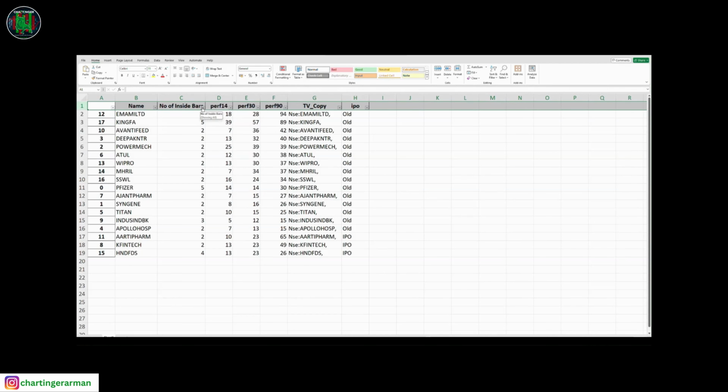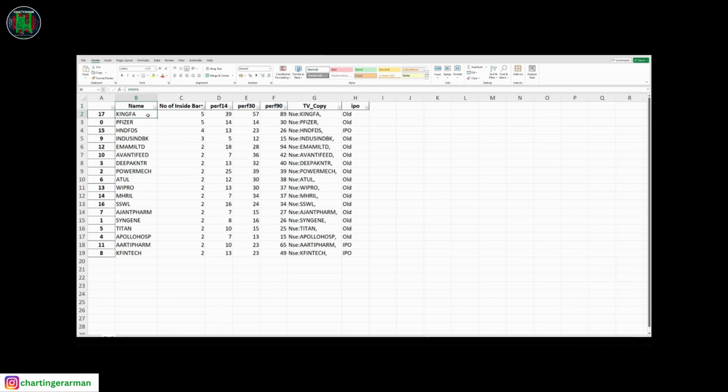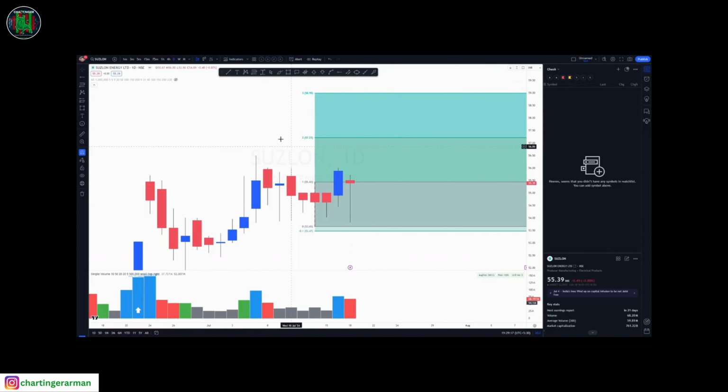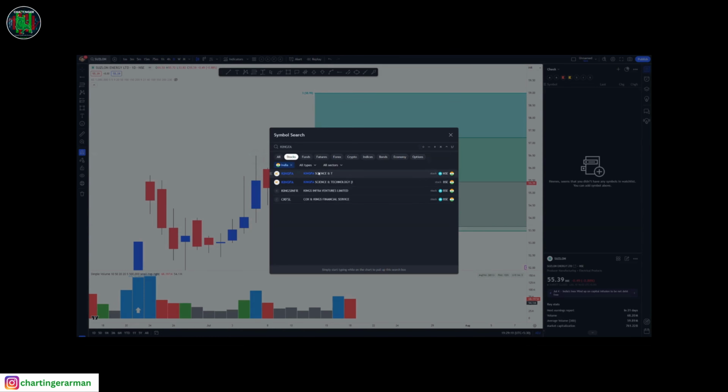कि मैंने स्टार्टिंग में बोला था कि अगर जितने बेबी कैंडल्स हो गए तो उतना स्ट्रॉन्गर सेटअप हो जाएगा अपना, राइट? तो हम क्या करेंगे, देखो, we will sort number of inside bars, it's nothing but baby candles. Okay, we'll go from largest to smallest, and we can see this is a stock called Kingfa, which is having 5 bars.